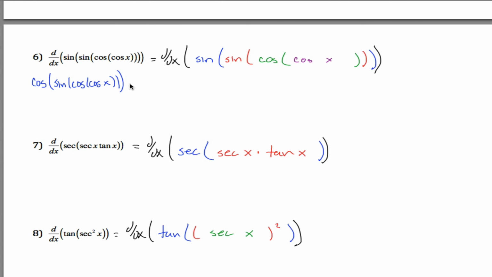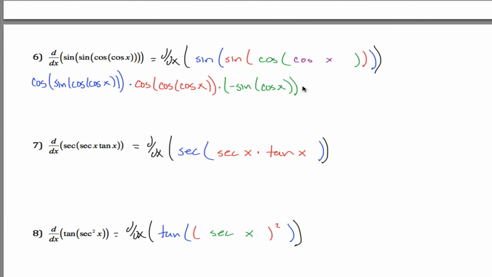But then you're not done. You have to multiply that by the derivative of the red. Derivative of sine of stuff would be cosine of stuff. Cosine of cosine of x. Then you're still not done. You've taken care of the blue and the red. Now you got to take care of the green. Derivative of cosine is negative sine. Times negative sine of cosine of x.